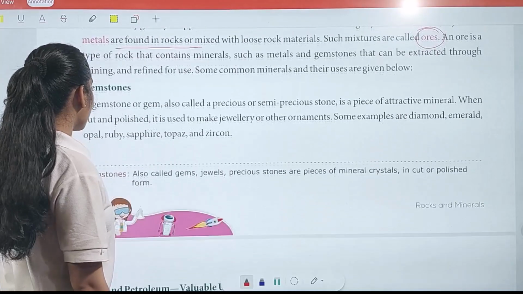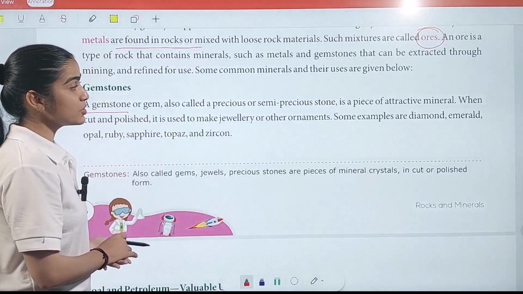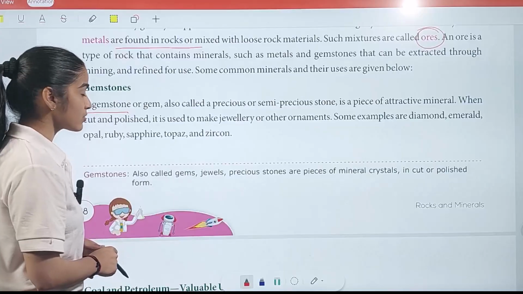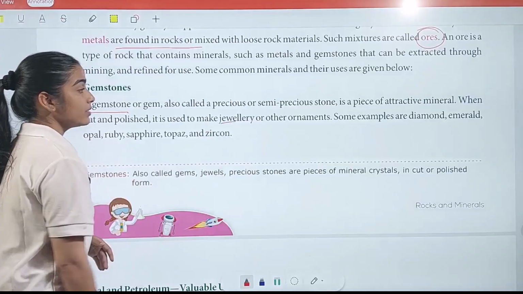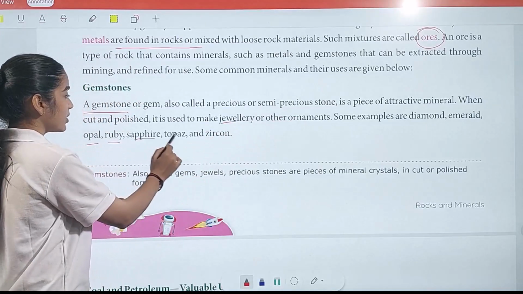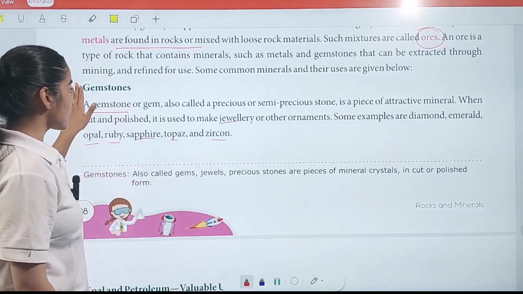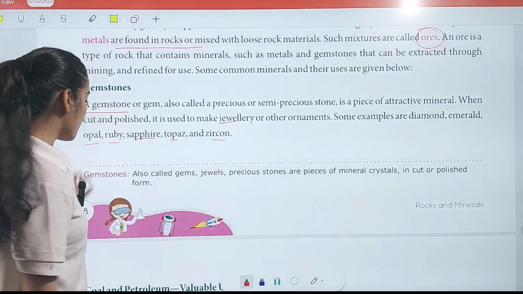So first of all, we have gemstones. A gemstone or gem, called a precious or semi-precious stone, is a piece of attractive mineral. When cut and polished, it is used to make jewelry and other ornaments. Some examples are diamond, emerald, opal, ruby, sapphire, topaz, and zircon. So these are called gemstones. We basically use gemstones from a jewelry point of view.